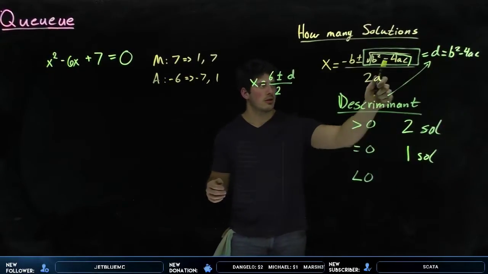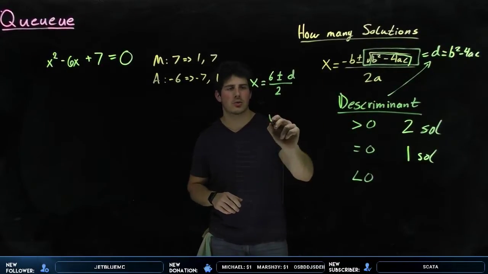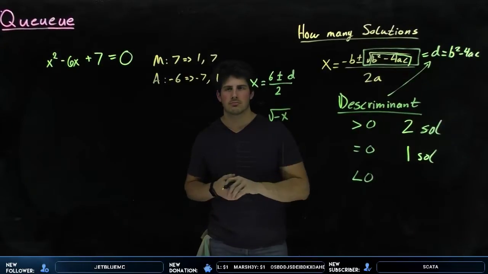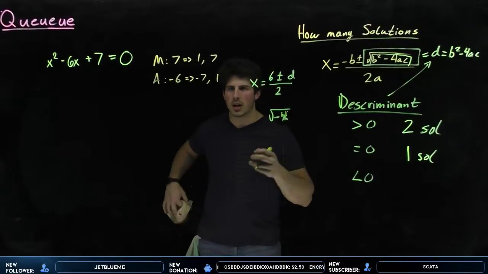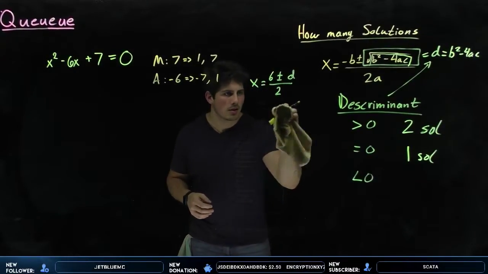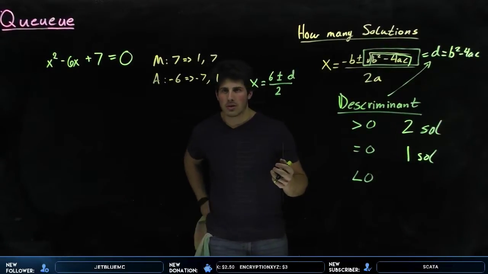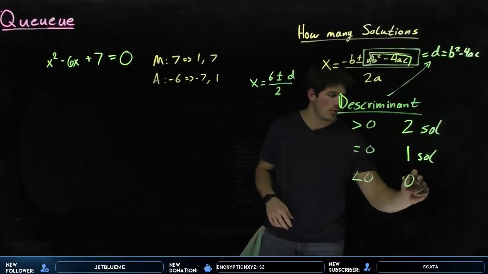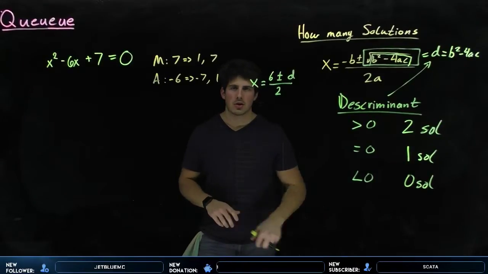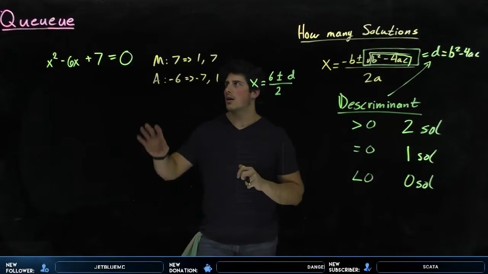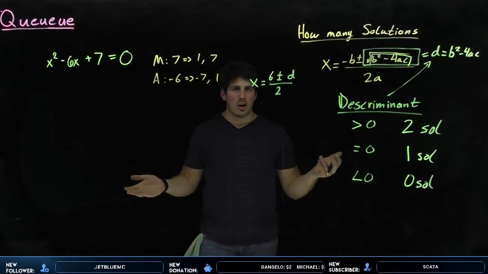Now, if our discriminant, if b squared minus 4ac is negative, if it's less than zero, that is us trying to take the square root of a negative number. We can't do that, right? Meaning, well, we can. We're just going to get i, an imaginary number. But we're asking for real solutions. So then we get zero solutions. So this is a very quick and easy way to determine whether or not a quadratic has real solutions at all and how many they have.